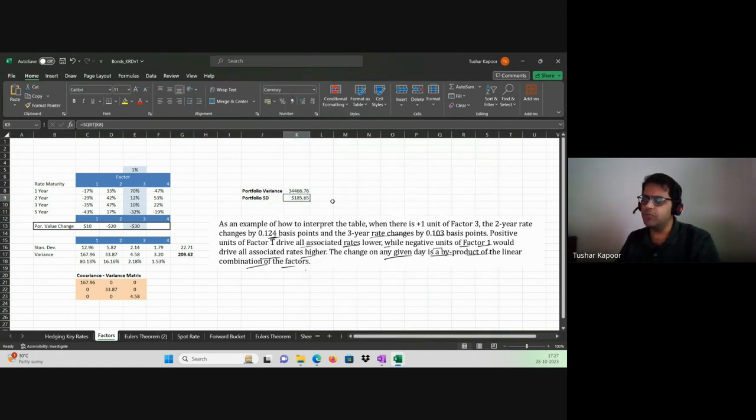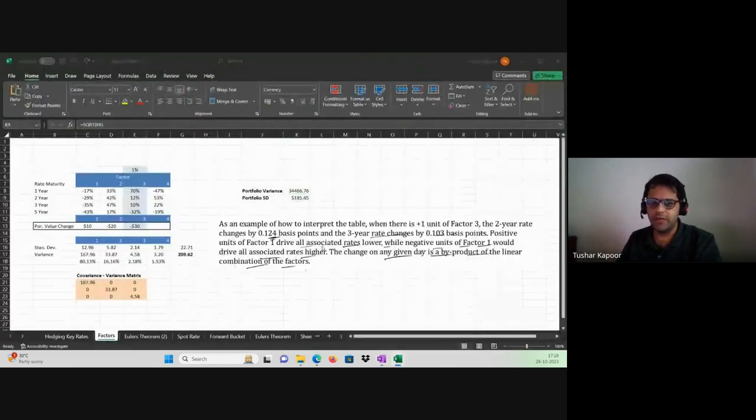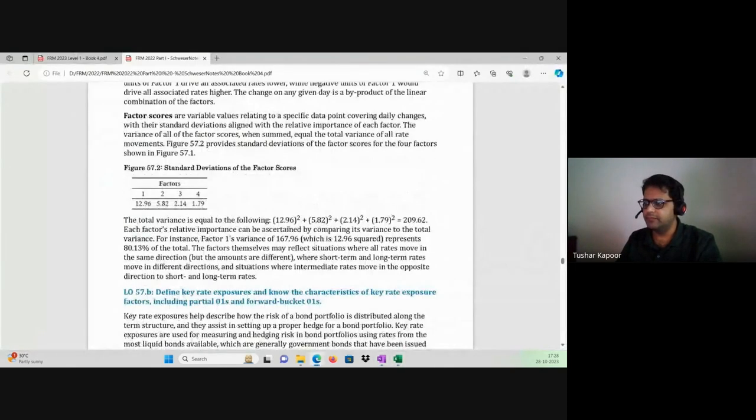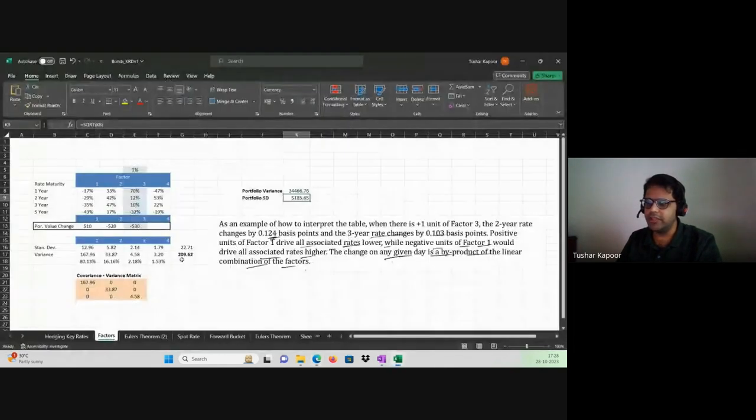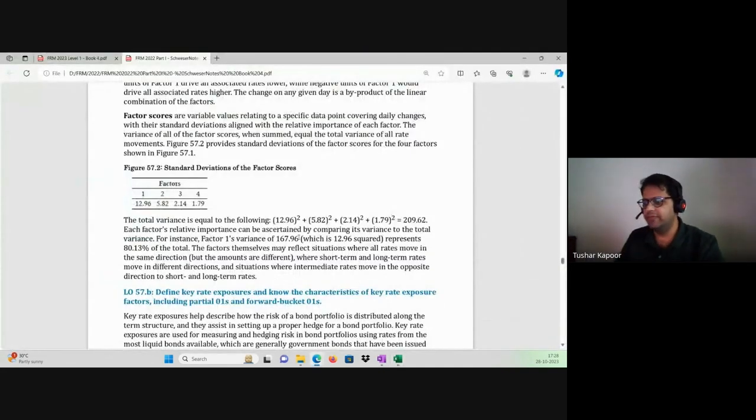What we get is a portfolio standard deviation, but in a dollar term, right? This is a portfolio standard deviation. This is the variance, the variance of factors, right? But this is for a portfolio. We're talking about 185.65. Here you see 209.62 is the total factor variances, and the total portfolio standard deviation will turn out to be 185.65. Hope that makes sense.